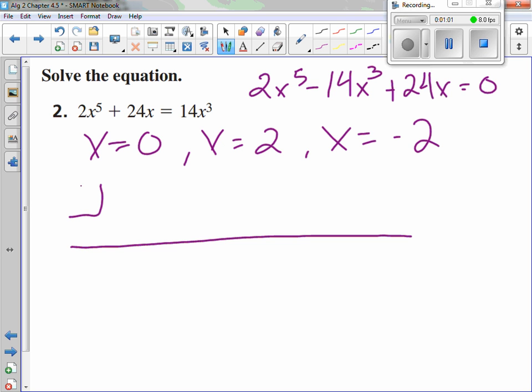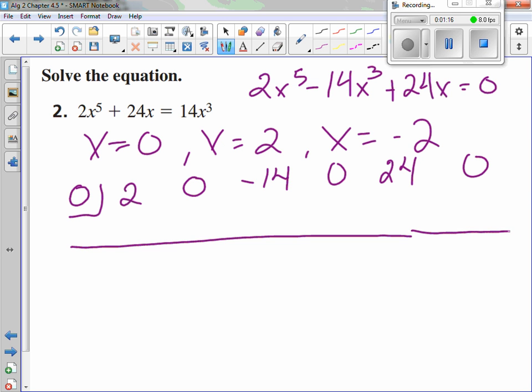So we have these here. I'm just going to start off with 0. So going across the top, we would have 2 for x to the 5th, 0 for x to the 4th, -14 for x cubed, 0 for x squared, 24 for x, and 0 for our constant term. So we had a few 0 values, and that's fine.